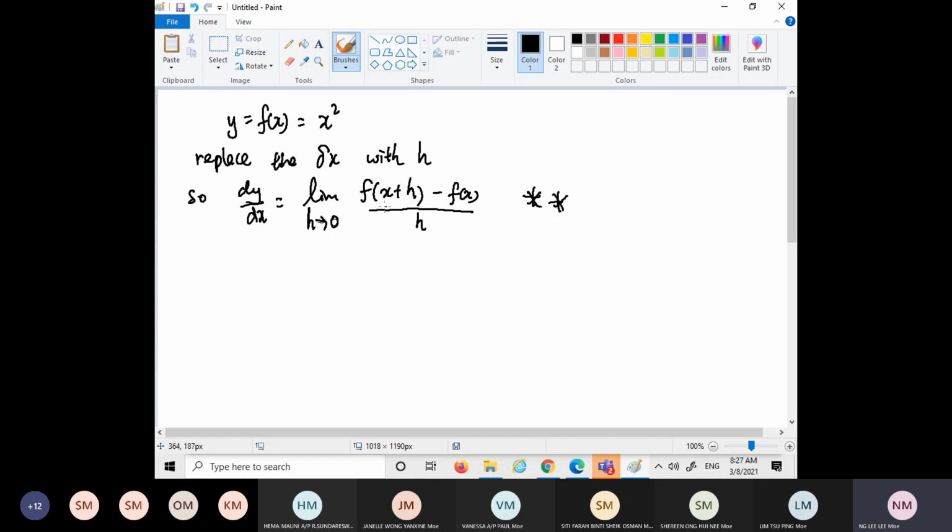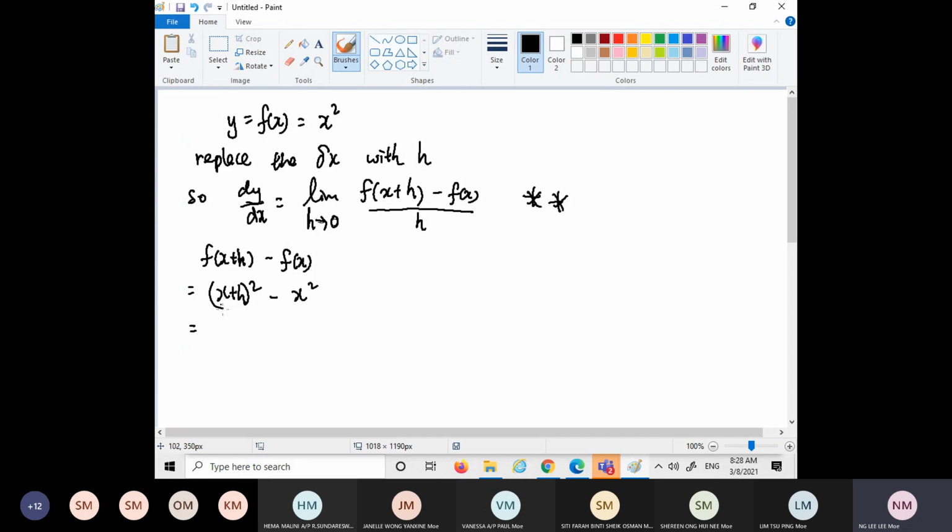First of all, I need to find this. I don't want to keep repeating while writing the limit, so I find this one first: f(x plus h) minus f(x). First step. Once you know this formula already, you know what you're going to do. So what is f(x)? f(x) is x squared. What is f(x plus h)? You see this x now becomes x plus h, and then squared, minus f(x), which is x squared. This is what you learned in Form 4.